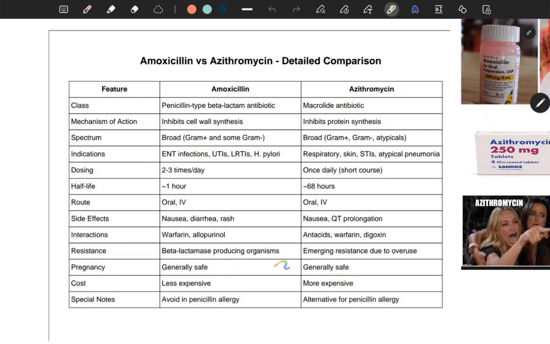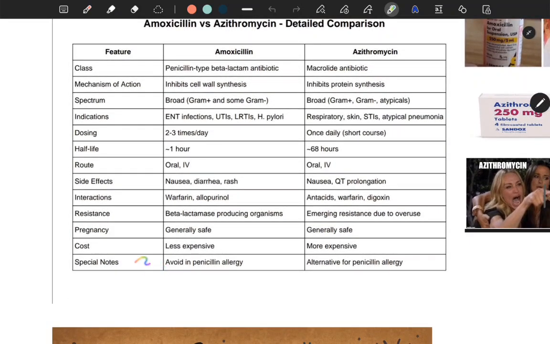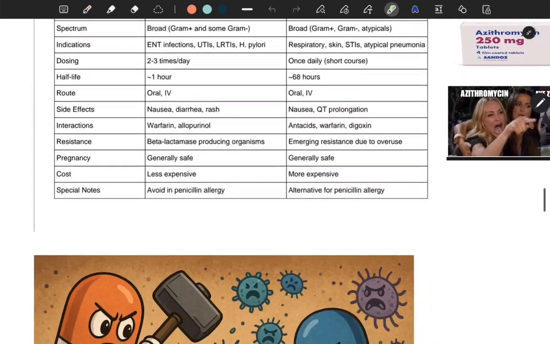Both drugs are very safe in pregnancy. This is very less expensive. This is somewhat expensive, not too much, but somewhat expensive. So we usually tell people to avoid amoxicillin if there is a penicillin allergy, because it is a type of penicillin. And azithromycin can be taken if there is a penicillin allergy.